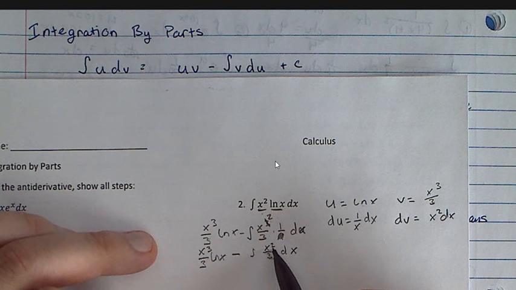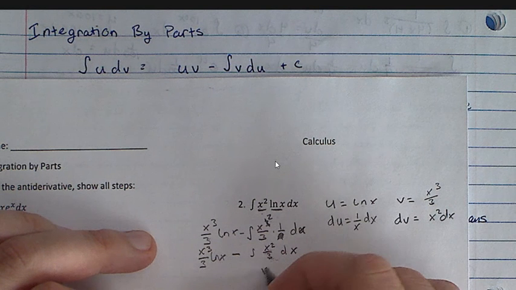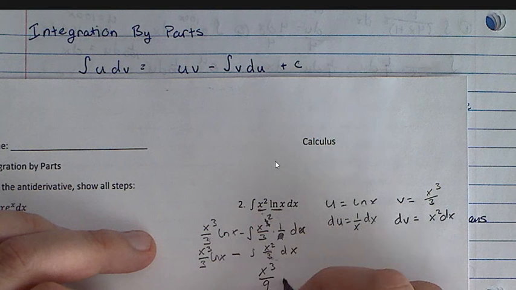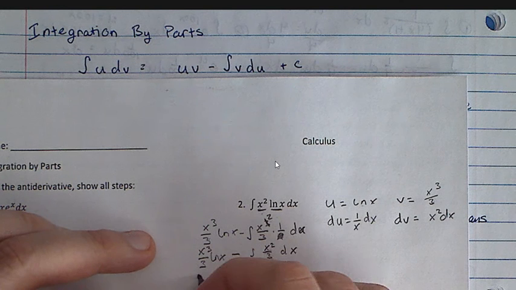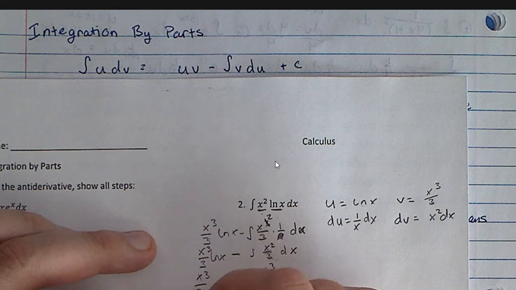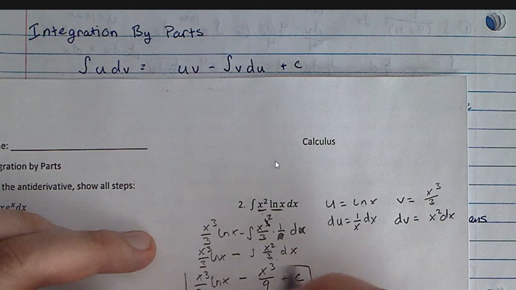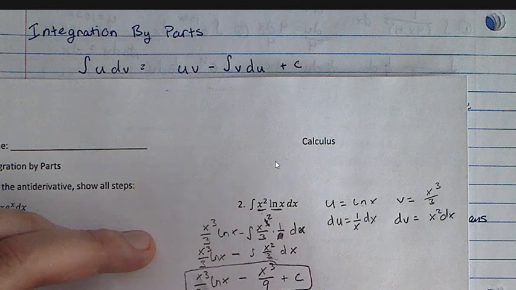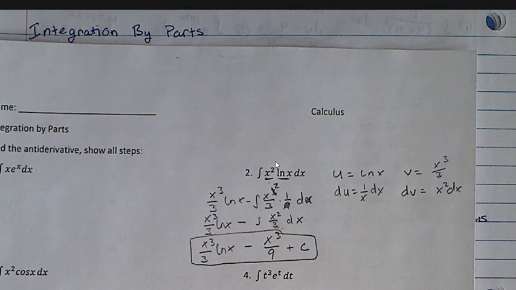Find an antiderivative. So I can make this x to the third over 9. And then add a plus c at the end, because I haven't added a plus c yet. And then x to the third over 3 ln x. And there's my antiderivative of the whole shebang. That's it, that's the answer.